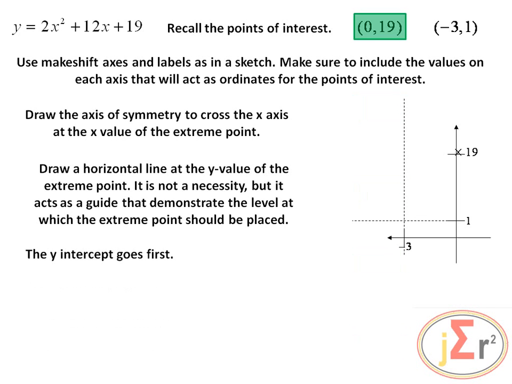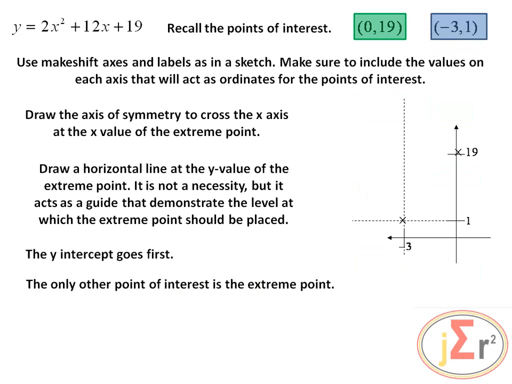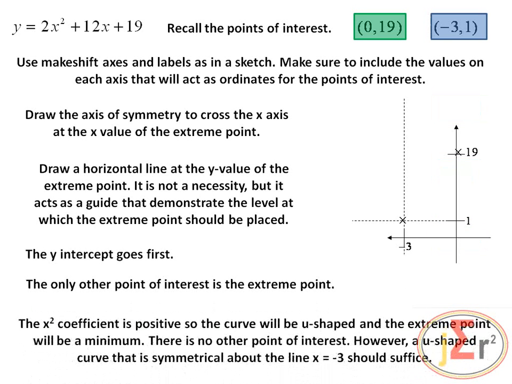The y-intercept goes first. So let us put that y-intercept first. The only other point of interest is the extreme point, and that extreme point goes right there. So the x squared coefficient is positive, so the curve will be u-shaped and the extreme point will be a minimum. There is no other point of interest.